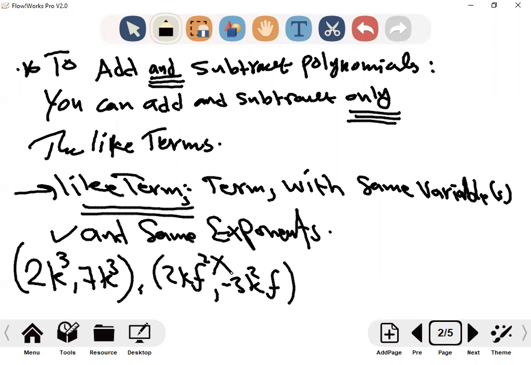For example, 3m with 7m. Like terms. m, m, power 1, power 1. No problem. Done? So what can we add or subtract? Only the like terms. Means, look at the board.